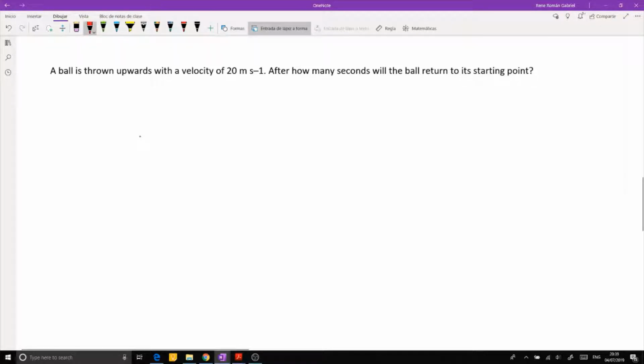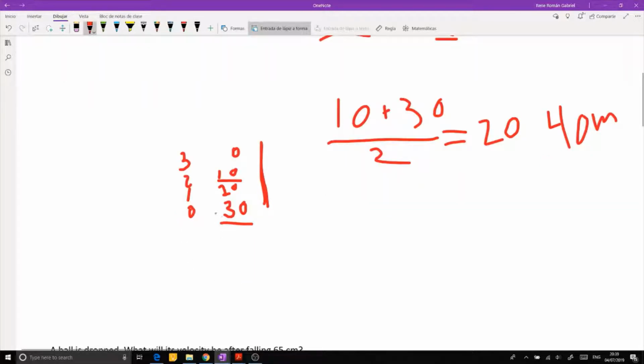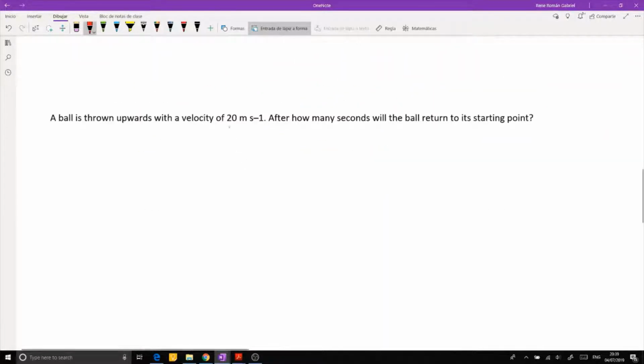A ball is thrown upwards with a velocity of 20 meters per second. After how many seconds will the ball return to its starting point? Well, this one's really easy, because if they tell us it starts with 20 meters per second, and each second we would just subtract 10 meters per second. So all we would have to do is subtract it until we get to 0. But that would be to its maximum height.